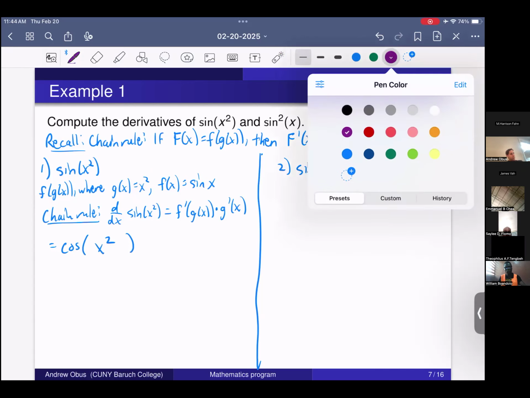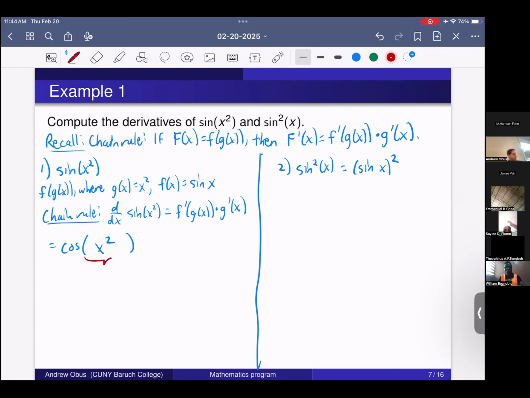Right, where I'm going to label this, right? It's cosine. This thing here is g of x. This thing here is f prime of g of x. And then times the derivative of g of x. That part is simpler. That's just the derivative of x squared, which is just 2x. So this here is g prime of x. Okay, so this is the answer.